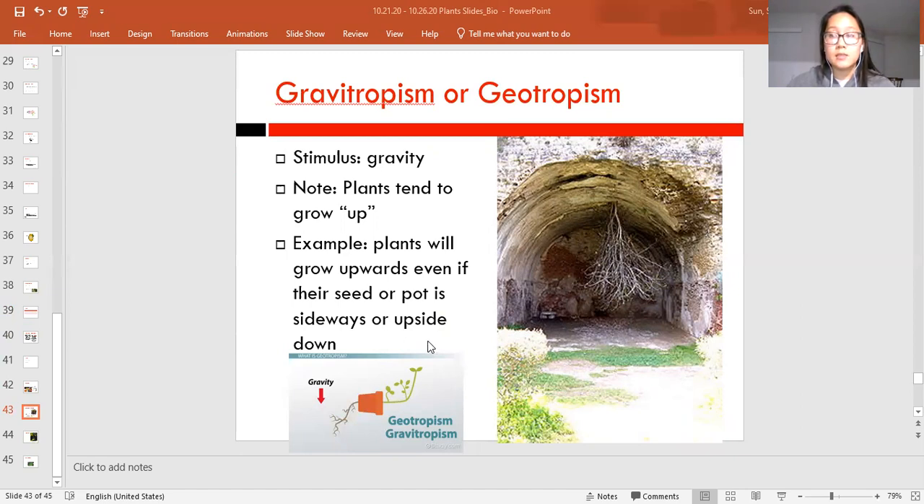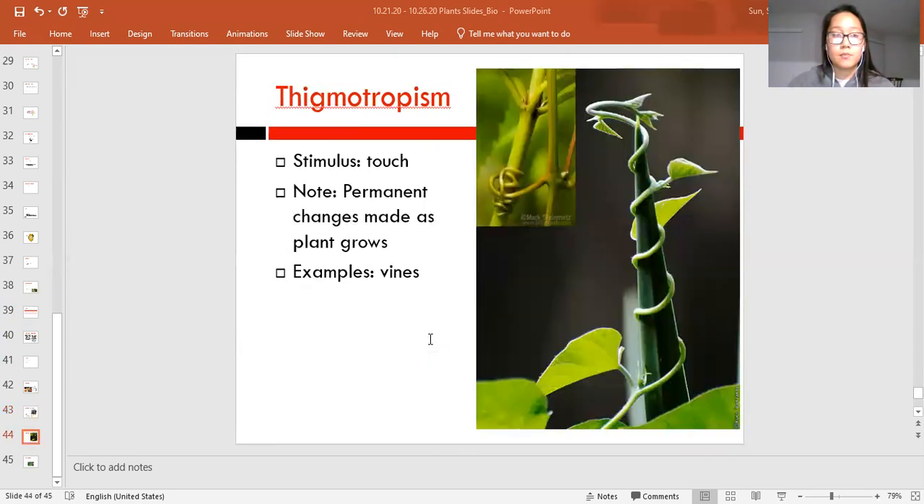So again, this is a positive reaction, right? Plants are growing up against gravity because they can sense it. Thigmotropism. So thigmotropism is the tropism of touch, okay? So the stimulus here is that the plant can actually tell when it's pressed against or touching another surface, okay?